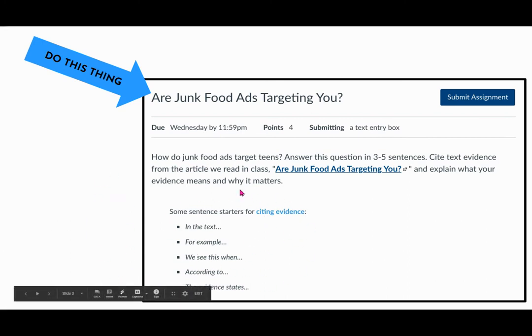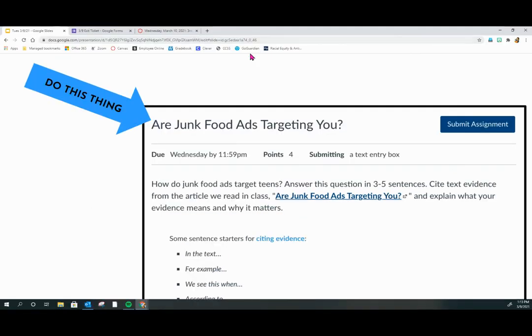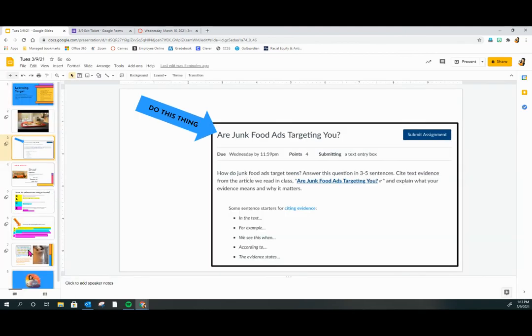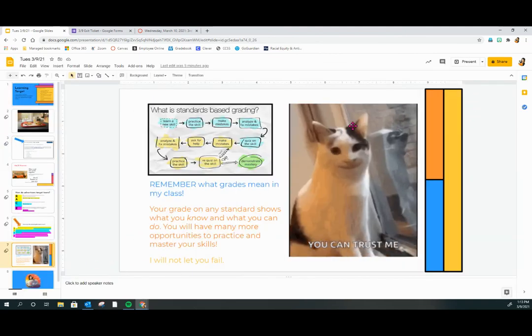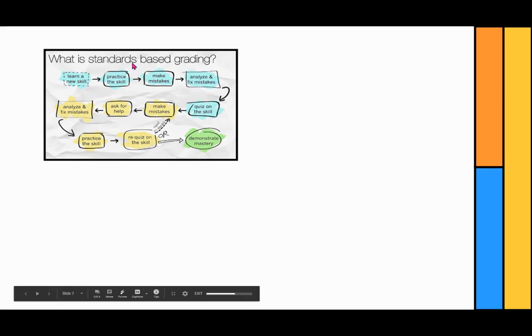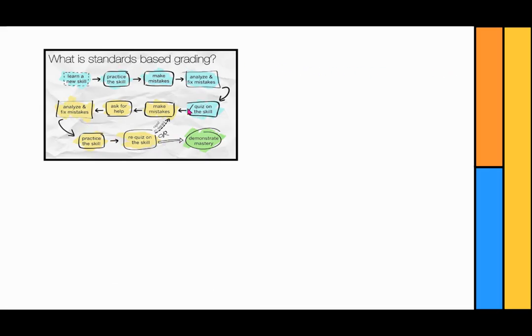Of course, if you still need help or if you're confused, message me anytime. I will help you. You can also join office hours. Remember, this is just a check-in. I'm not expecting you to be an expert at this point. Remember that this is just one stage of our learning process. So I want to remind you, this is how standards-based grading works. Last week, we practiced the skill of citing and explaining evidence, and we looked at mistakes. Think of this as a quiz on the skill.